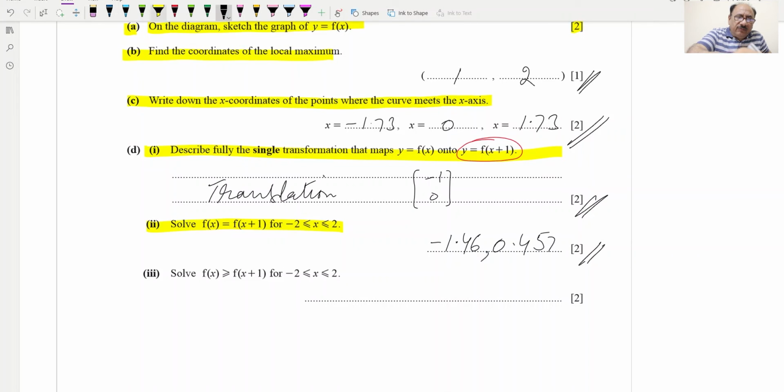Then they have given the inequality. Solve f of x is greater than or equal to f of x plus 1. So f of x should be greater than f of x plus 1.